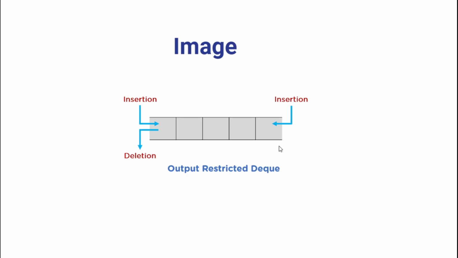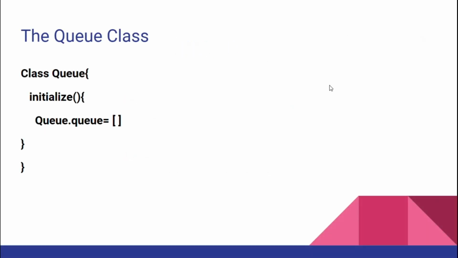Okay guys, so this is the graphic of what an output restricted queue should look like. You can see that you can insert from both ends of the queue, but you can only delete from one end. That's typically what an output restricted queue is. What we are going to be looking at next is the implementation of this queue. So this is the implementation stage right now of the output restricted queues.